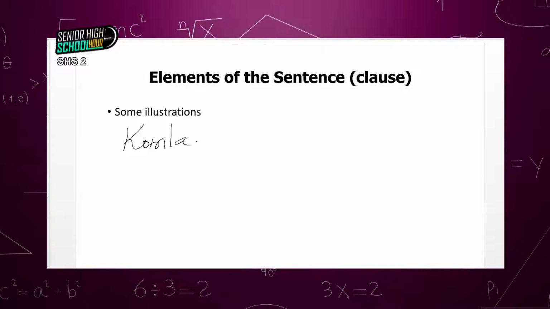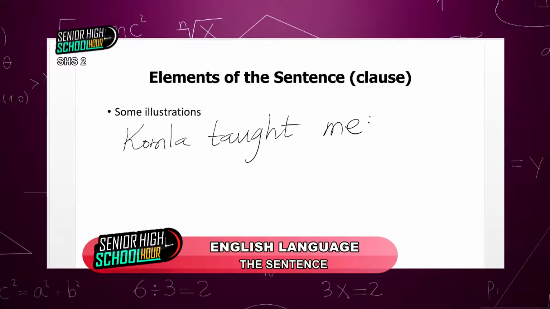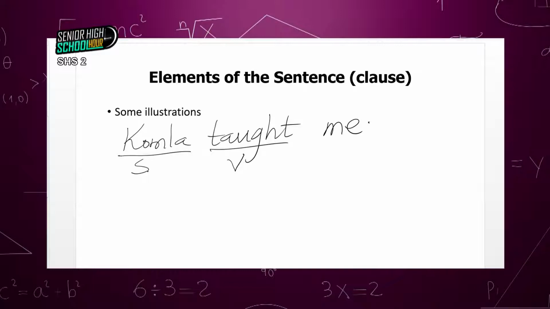So, as I said, you have Komla. Komla taught me. Komla taught me. We know our verb and we know Komla as our subject. What is "me"? Here there are other parts that we should name. And this is what I want us to look at.